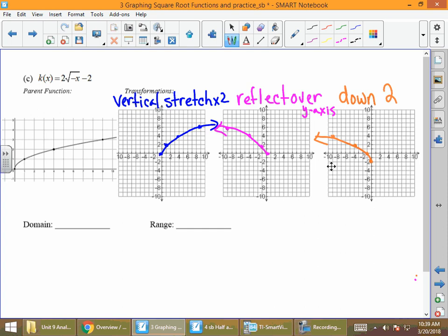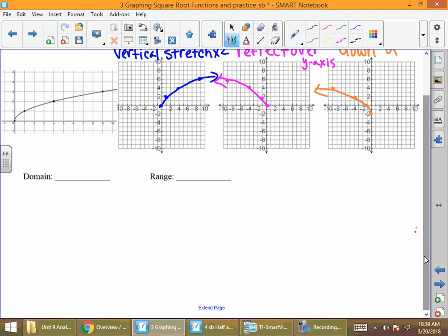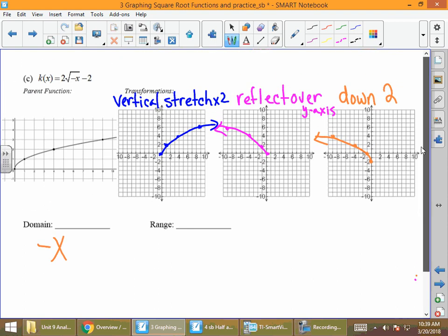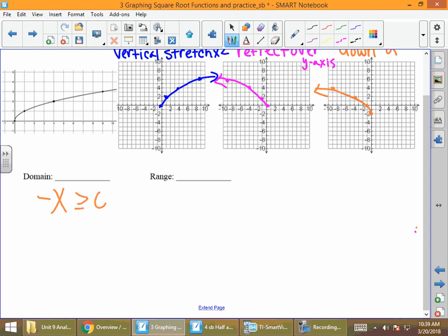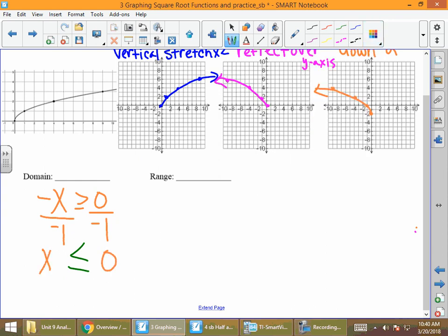And we want to identify the domain and the range. I do want to look at the domain from an algebraic perspective here. What's underneath the radical is a negative x, but it's always greater than or equal to 0. So I just want to take this time to remind you that when we divide an inequality by a negative, the direction of the inequality changes. So this would become then x is less than or equal to 0.